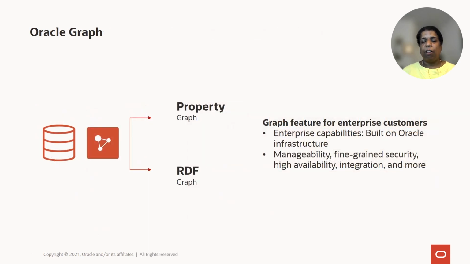So in Oracle Graph, which is the graph feature of Oracle database, we have two graph models. One is the RDF graph model that has been around since 2005 or so, has a mature set of standards coming from the W3C, and is used for data integration applications, linked open data applications, and to represent ontologies and so on in the knowledge graph context.